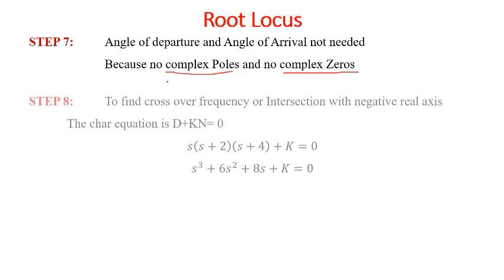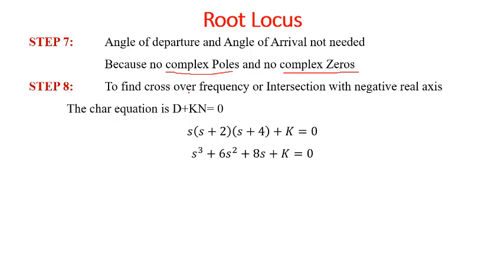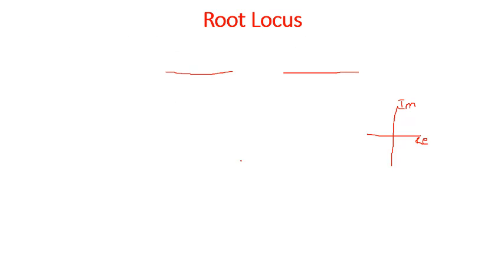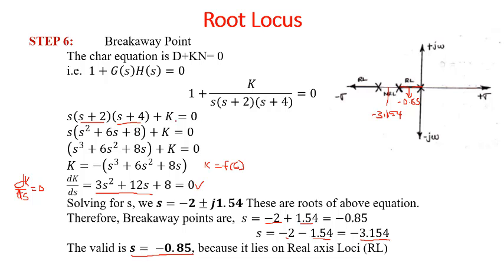Okay. Next, step 8. Here we need to find the crossover frequency or intersection with the negative real axis. As I have told you, in the s plane we have two parts, that is the real axis line and the imaginary line. So the intersection with the imaginary axis is what we are going to find out. The characteristic equation is D plus K into N equal to 0. We know that it is s plus 2, s plus 4 plus K equal to 0. While solving the breakaway point, we had this one, so we get it from here itself.